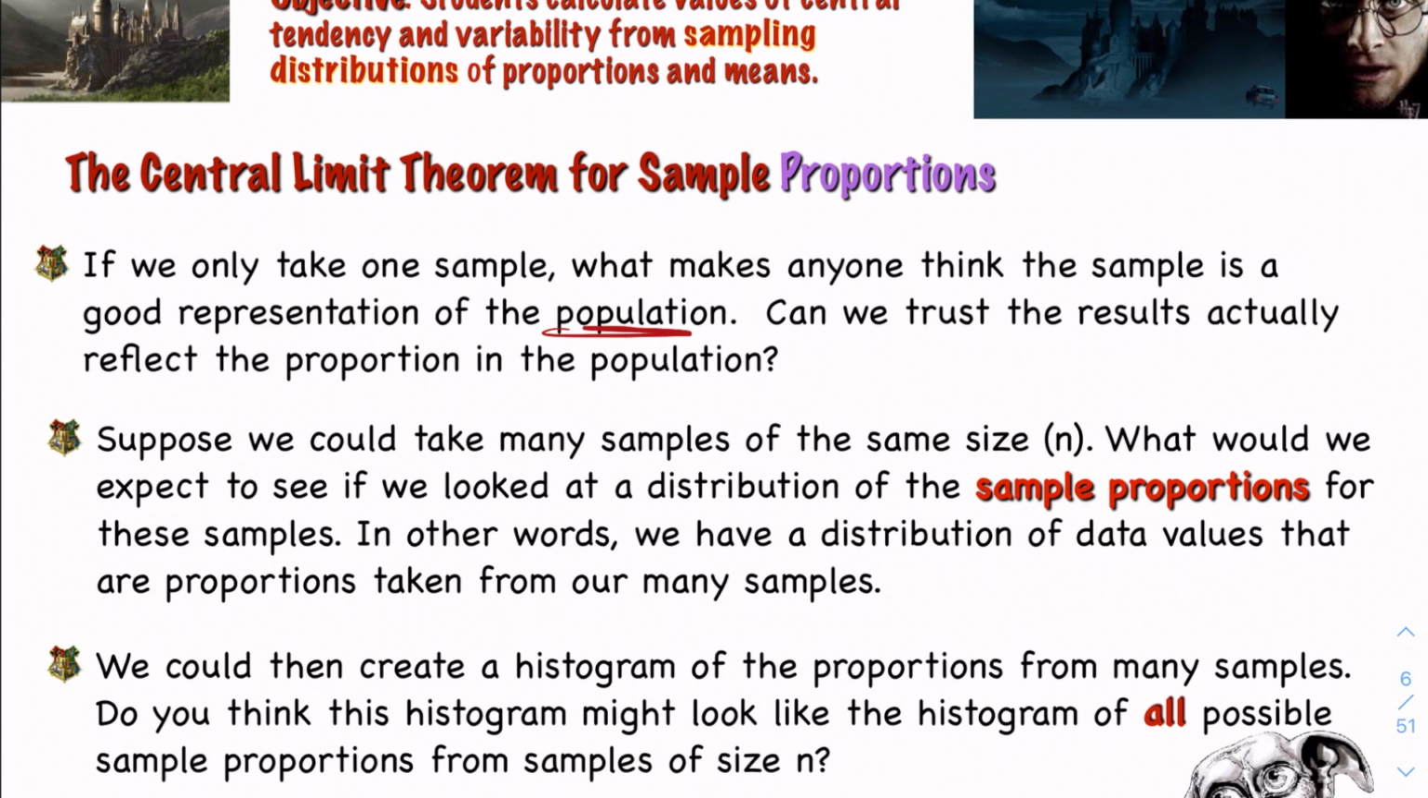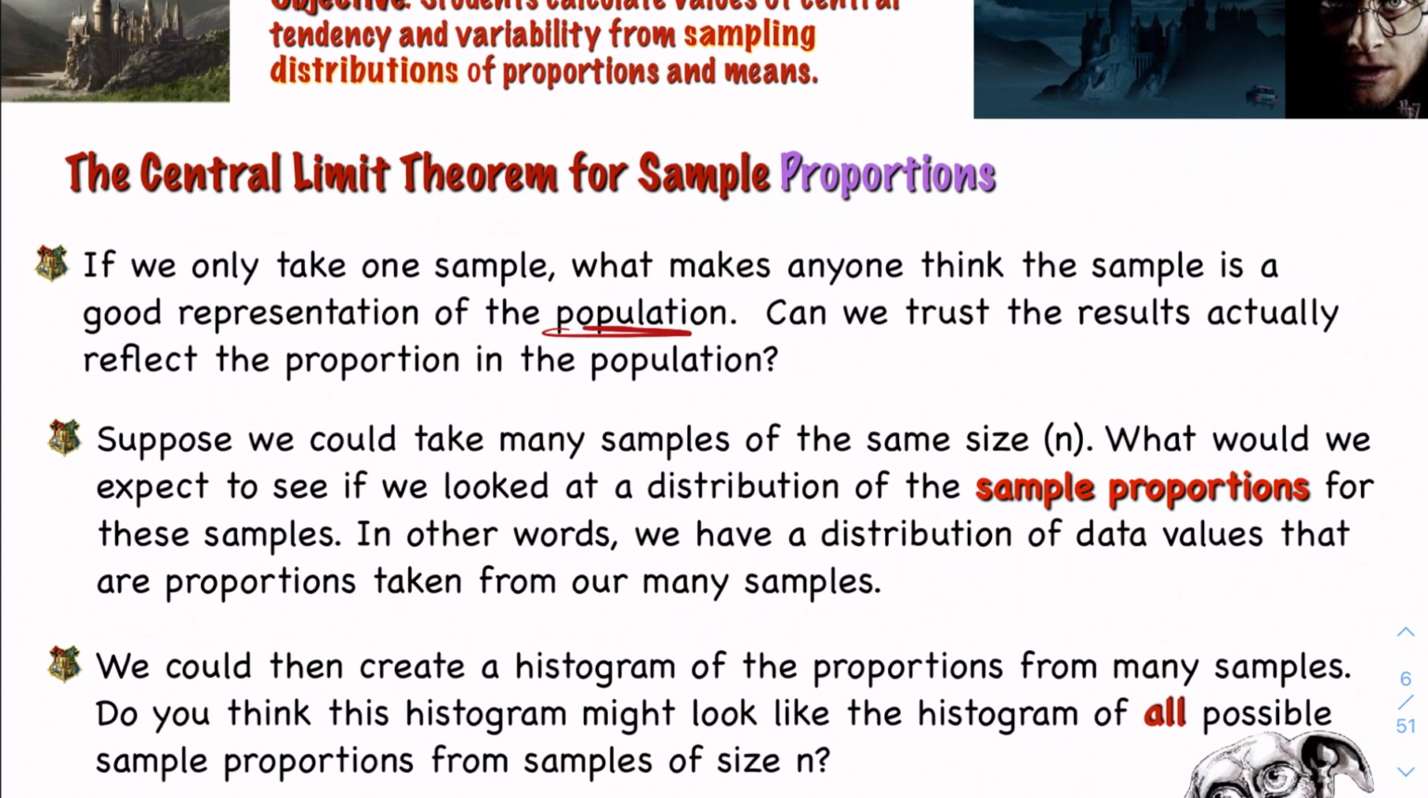So we ask 10 people yes or no, yes or no, yes or no. Then we get our sample proportion. And then we ask another 10 people, and we get a probably slightly different sample proportion. What we are looking to do is graph all of those sample proportions or sample means and see what the distribution looks like.